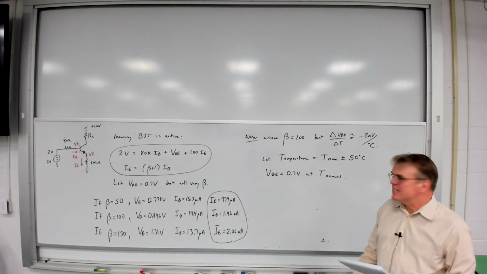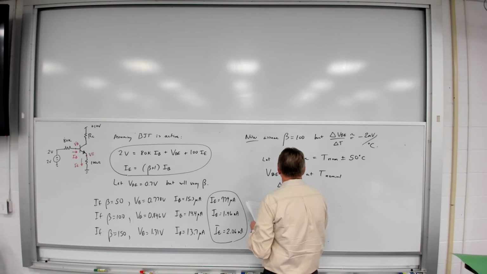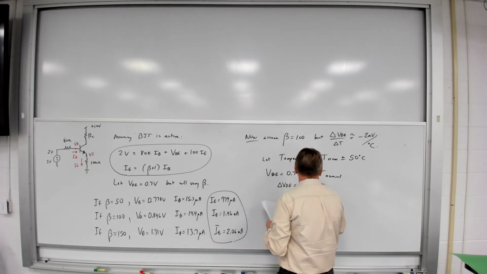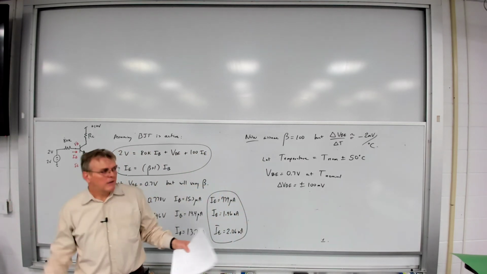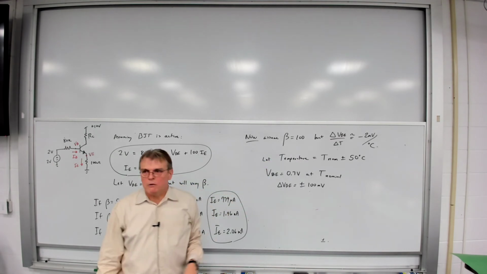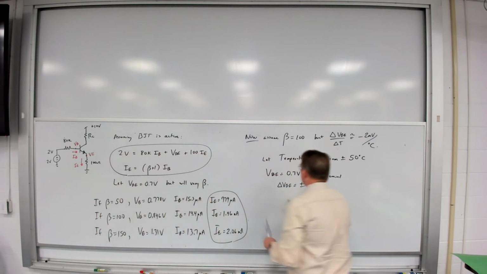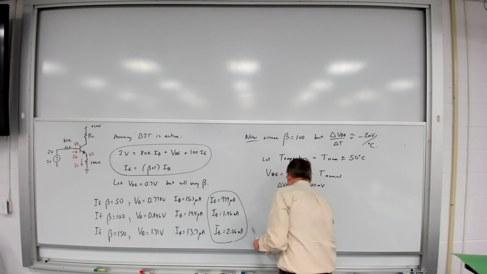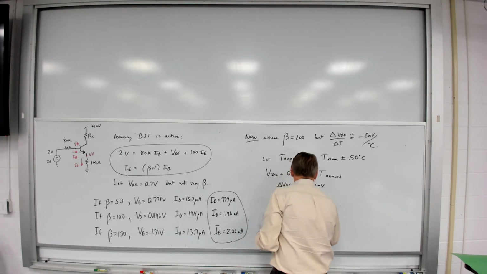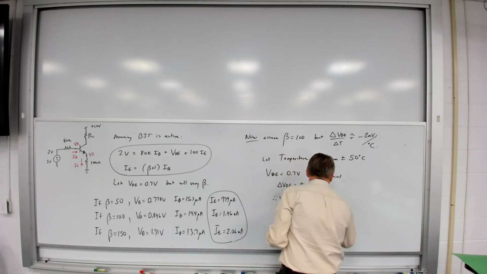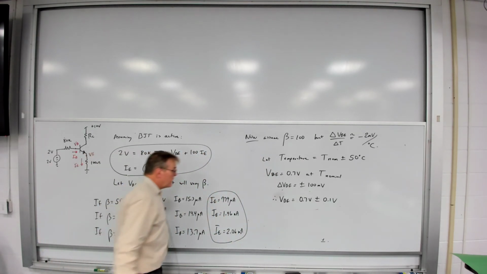So for 50 degrees C, what I'm going to see is that, therefore, delta VBE is going to be equal to plus or minus 100 millivolts, assuming everything else remains the same. Over a 50-degree swing, at 2 millivolts per degree C, I'll expect to see a 100 millivolt swing. So therefore, my temperature VBE is going to be equal to 0.7 volts plus or minus 0.1 volt. Let's now take this and plug it into this equation here.